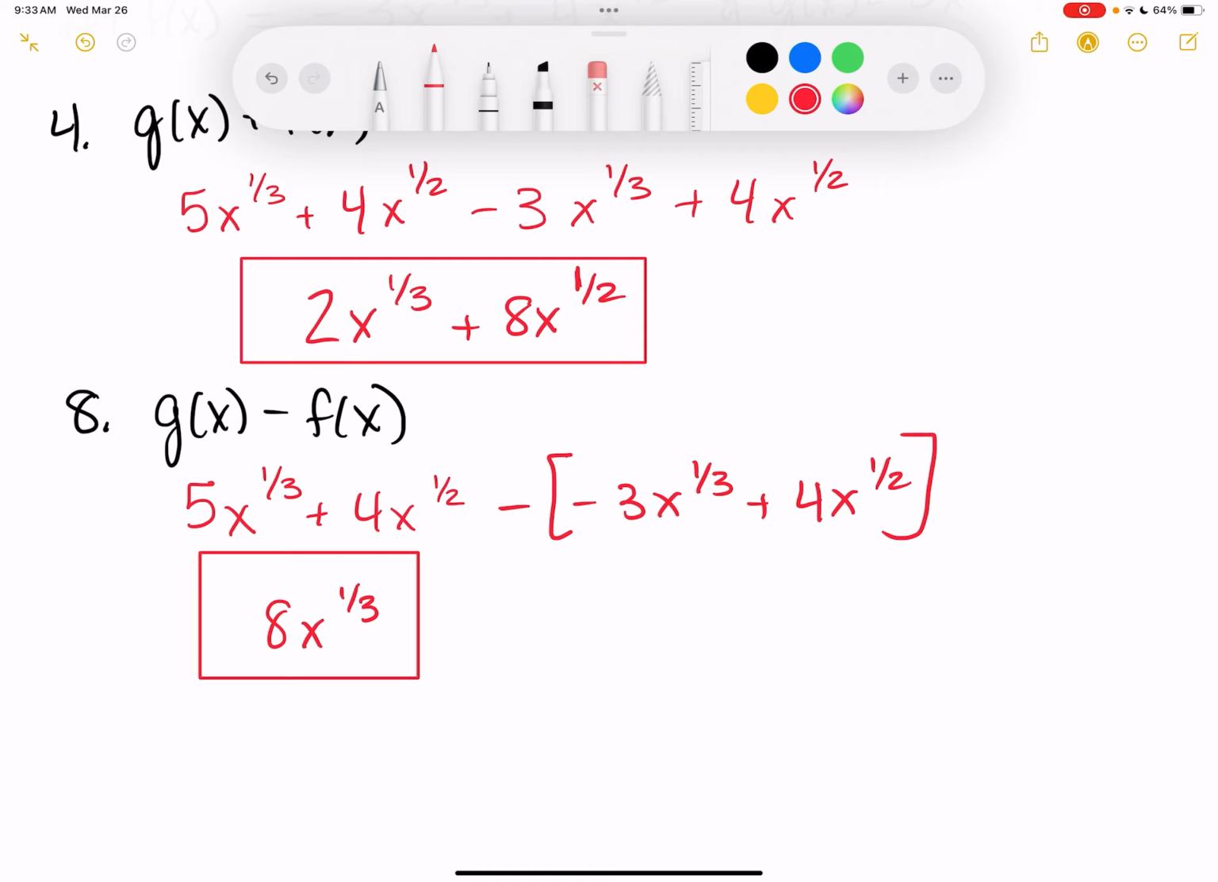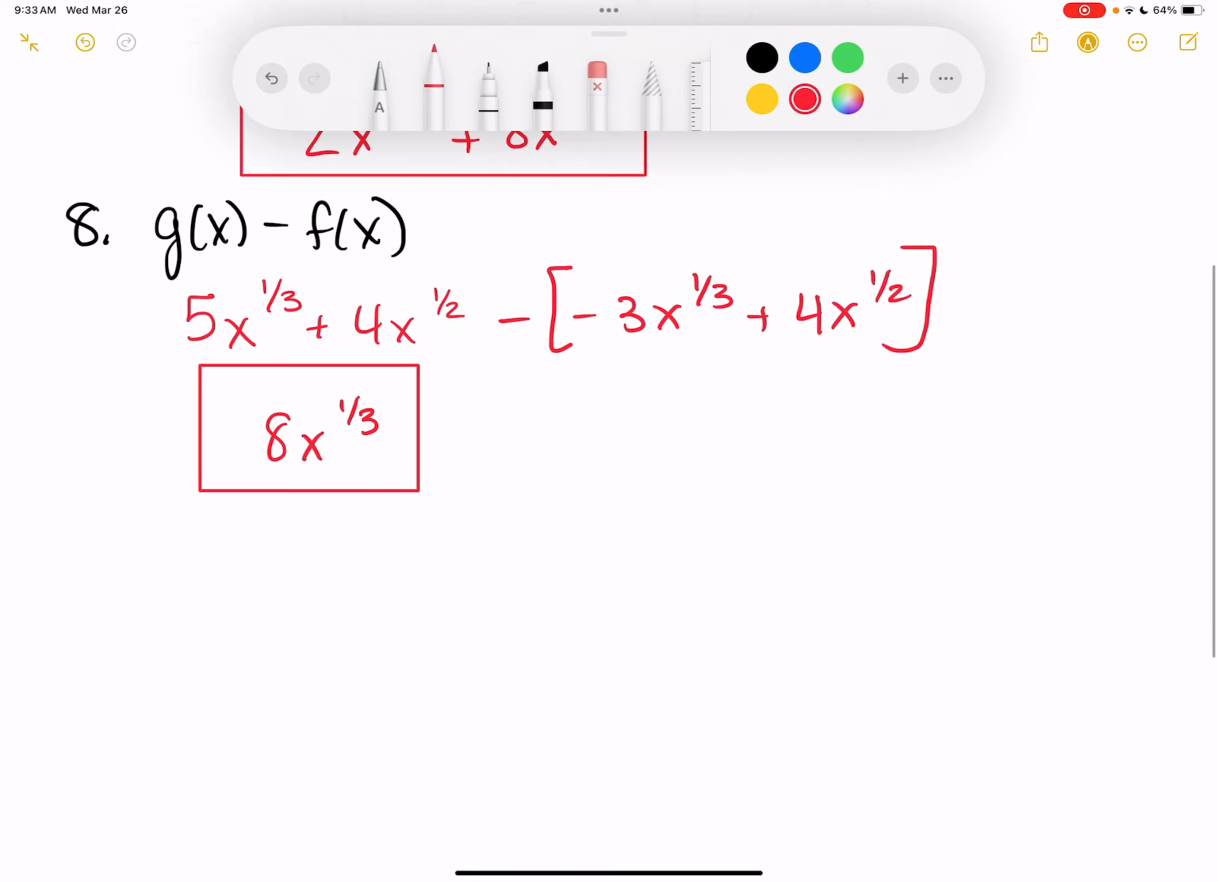I thought it was gonna rain today. All right, next ones.